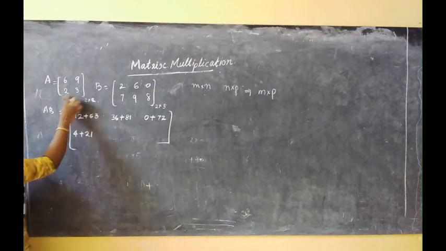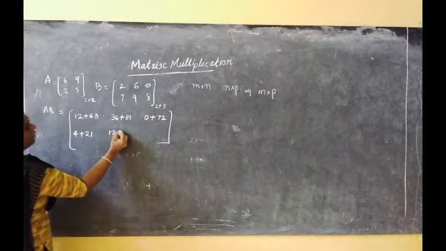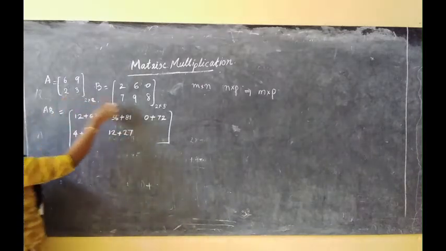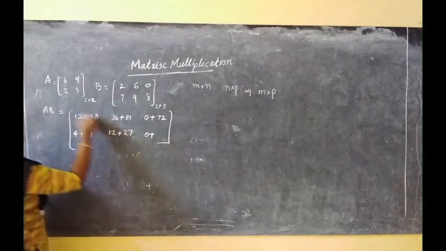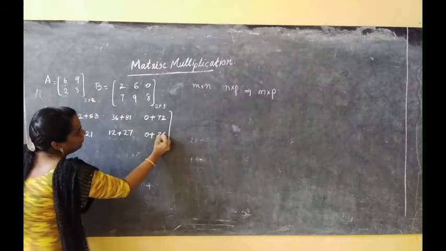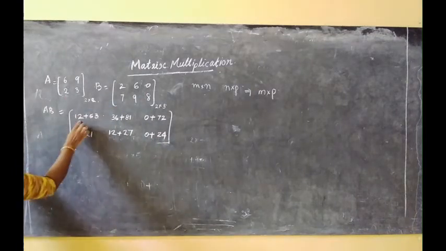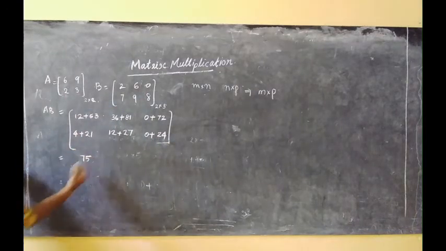The next element: 2 into 6, 12, plus 3 into 9, 27. Next element: 0 into 2, 0, plus 3 into 8, 24. Okay, let's add this. What do we get? 12 plus 63. If you add, you get 75.